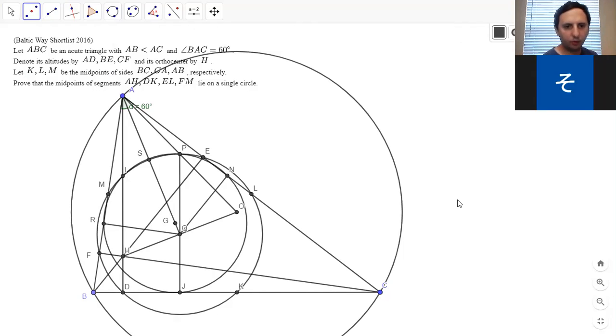So yeah, maybe first I could show JRPN is cyclic. And then once I show JRPN is cyclic, then I could show JRIN is cyclic. Okay, so basically I'm going to hide this circle. How could we show JRPN is cyclic? So first of all, is it obvious?